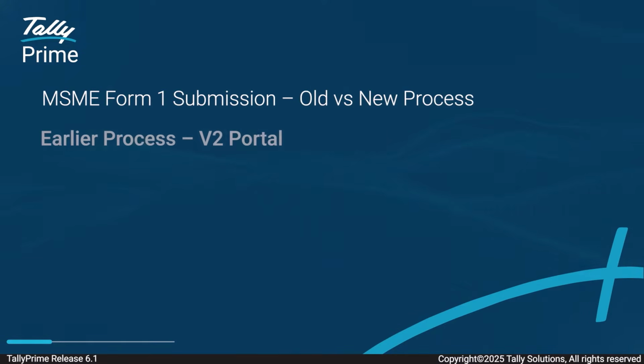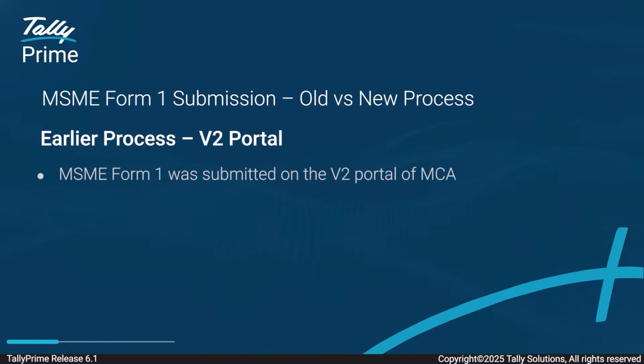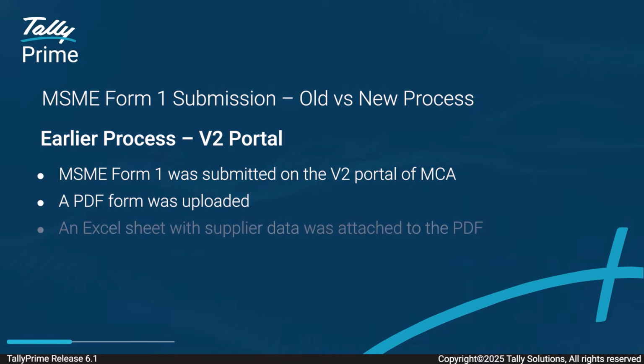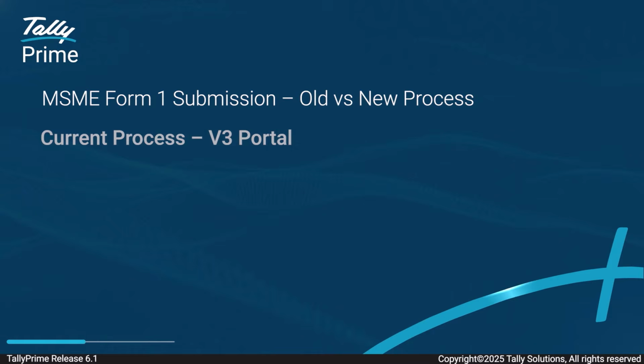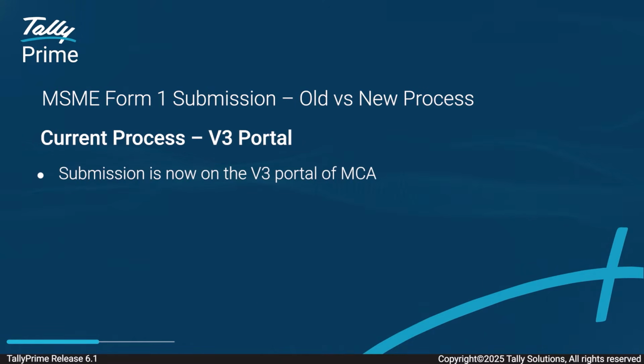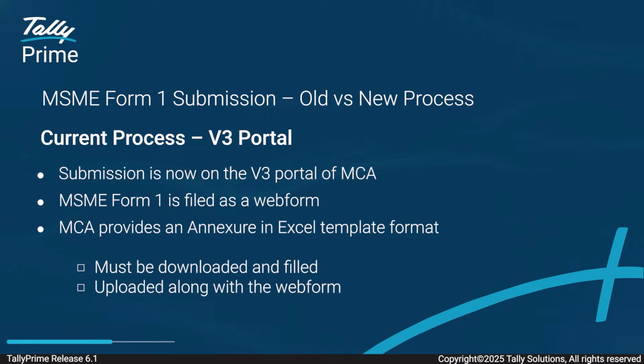Earlier, the MSME form had to be submitted on the V2 portal of MCA, where a PDF was uploaded with the Excel sheet of the required data attached to it. Now, the process has shifted to the V3 portal, where you can update the MSME Form 1 as a web form. MCA has also provided an annexure in Excel template format that needs to be downloaded, filled with the summary of each supplier, and then uploaded back in the portal along with the web form.